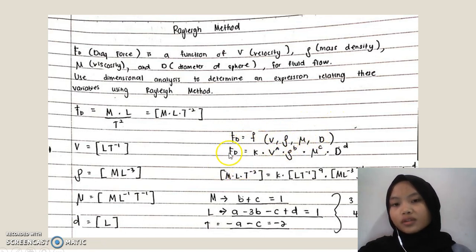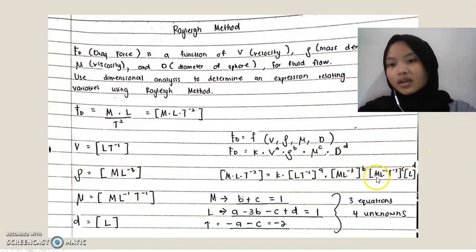To make it a formula, we have to put a constant here. So drag force equals K times V to the power of a, rho to the power of b, mu to the power of c, d to the power of d. The dimension of drag force is mass, length, per time square, and we plug in the dimensions: velocity is L T^-1 to the power of a, rho is M L^-3 to the power of b, mu is M L^-1 T^-1 to the power of c, and L to the power of d.